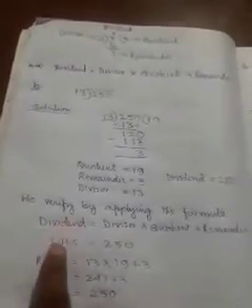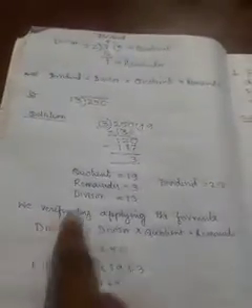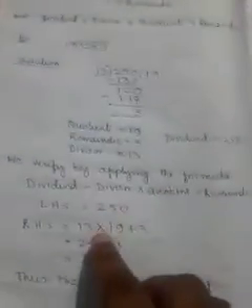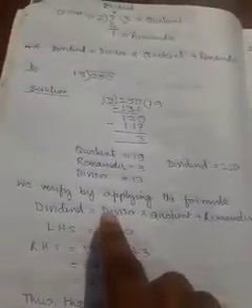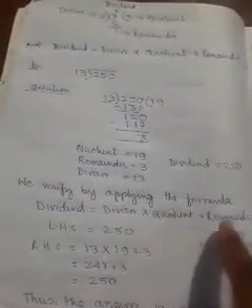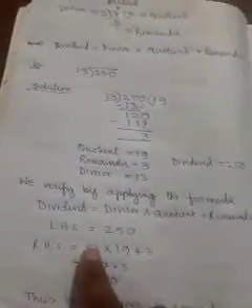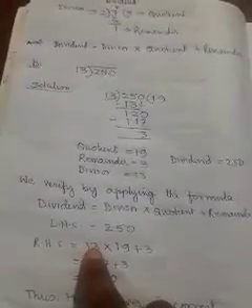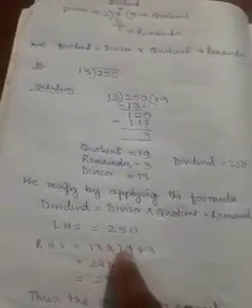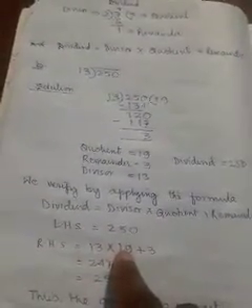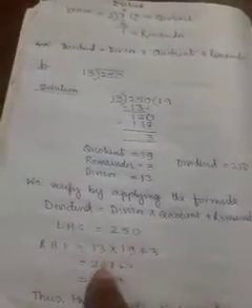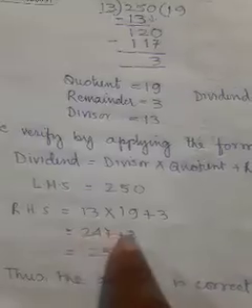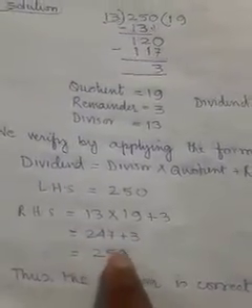So what is on the left hand side? Dividend, and dividend is how much? It is 250, so we will write 250. Right hand side, what is the formula? Divisor into quotient plus remainder. So divisor is 13, we write in place of divisor 13, into quotient is 19, so we write 19 plus 3. So 13 into 19, it is equal to 247, plus 3, it will become 250.